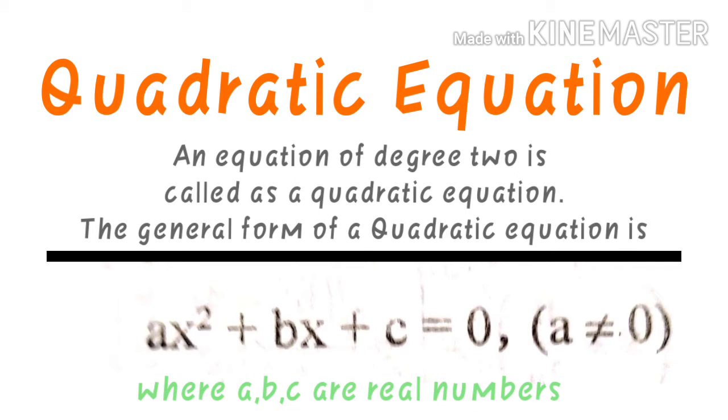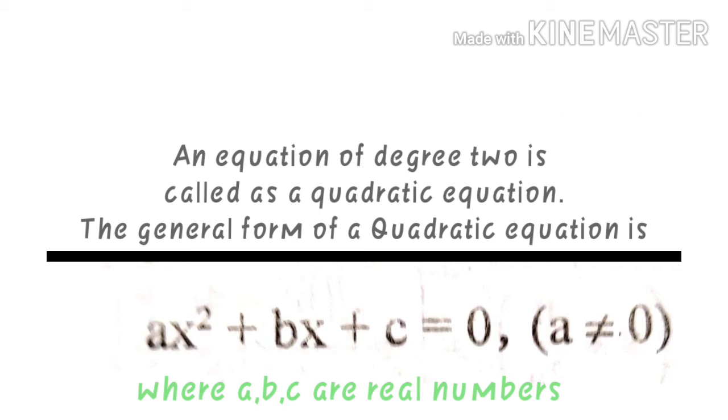Today we learn about quadratic equations. First we learn what a quadratic equation is. An equation of degree 2 is called a quadratic equation. The general form of a quadratic equation is ax² + bx + c = 0, where a, b and c are real numbers and a is not equal to 0.